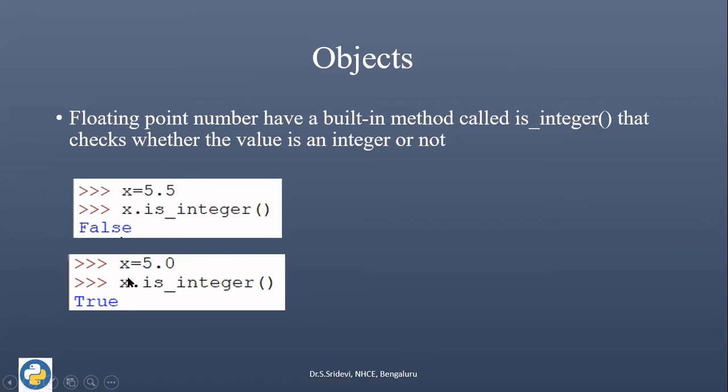Suppose x is initialized as 5.0. When we call the method is_integer, it is going to return True. Even though it has 0 in the fractional part, since it is a whole number, it returns True.